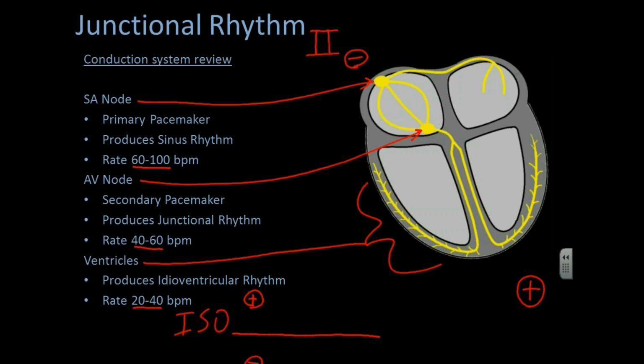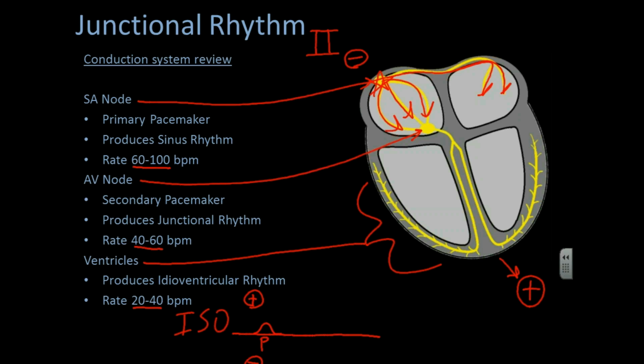So when the SA node initiates depolarization of the atria, it depolarizes in this direction, towards the positive electrode, resulting in a positively deflected P wave.